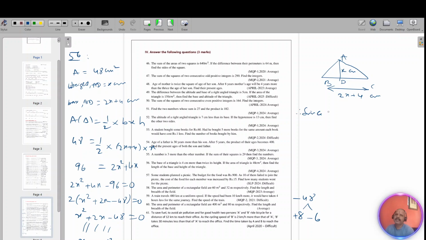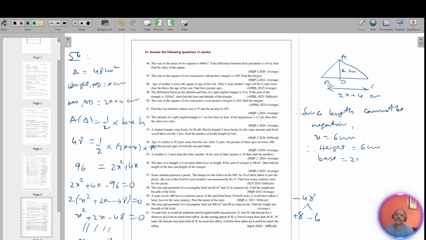Therefore, since length cannot be negative, we take x equal to 6 centimeter. Therefore, what they want is height and base, right? Therefore, height is equal to 6 centimeter.